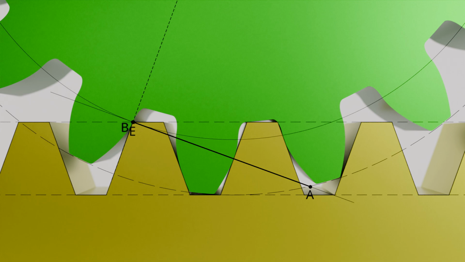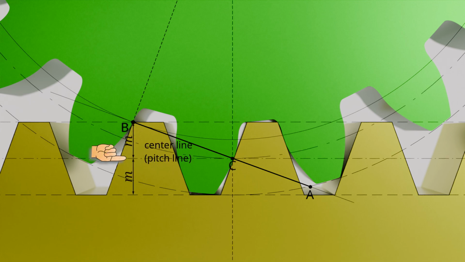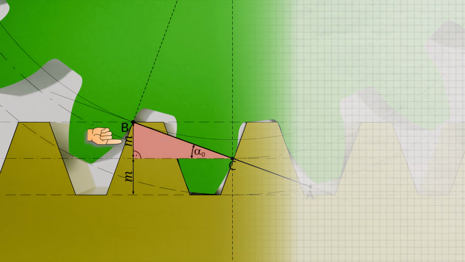To do this, we will look at the geometric relationships that lead to the limit case, which is when point B and E theoretically coincide. The distance between the center line of the reference profile and the tip line corresponds to the module M, and the inclination of the flanks corresponds to the standard pressure angle alpha 0. The line of action therefore runs at this angle to the horizontal. If we now look at the resulting red right-angled triangle, we can see that the opposite side of the standard pressure angle corresponds to the module M of the gear. Consequently, the given relationship applies to the distance CB.